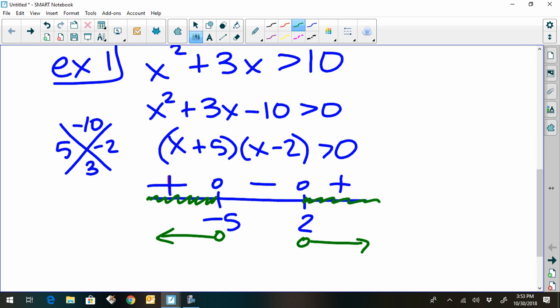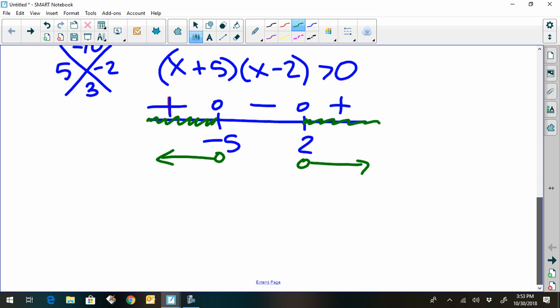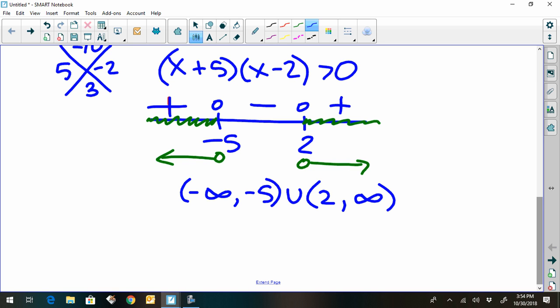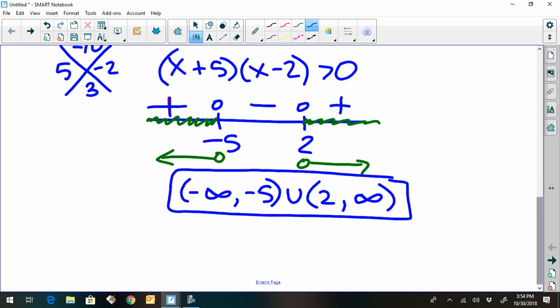So sometimes we'll have to state our answer by graphing. Sometimes we'll state it with our interval notation. So because we're just greater than 0, we would say our answer is negative infinity to negative 5, parentheses, union 2 to infinity. Because it didn't have equal to 0, that's why we had to put our parentheses there. So this is our solution.